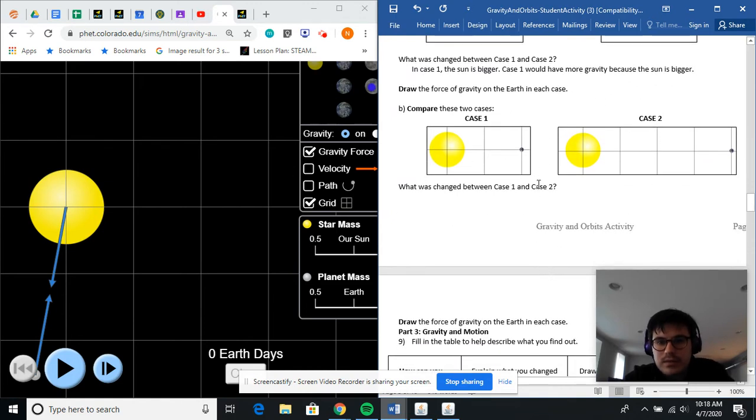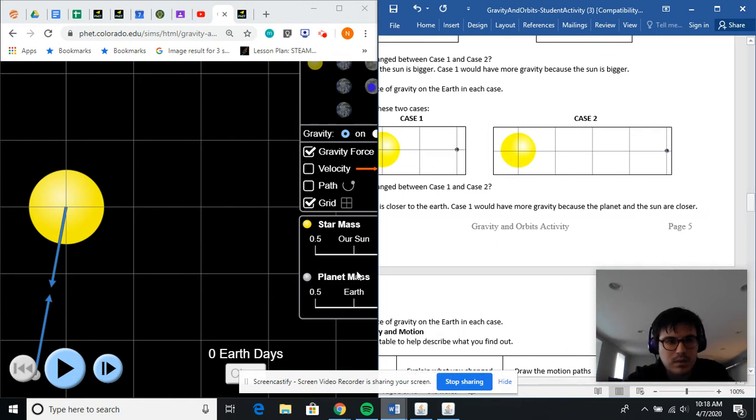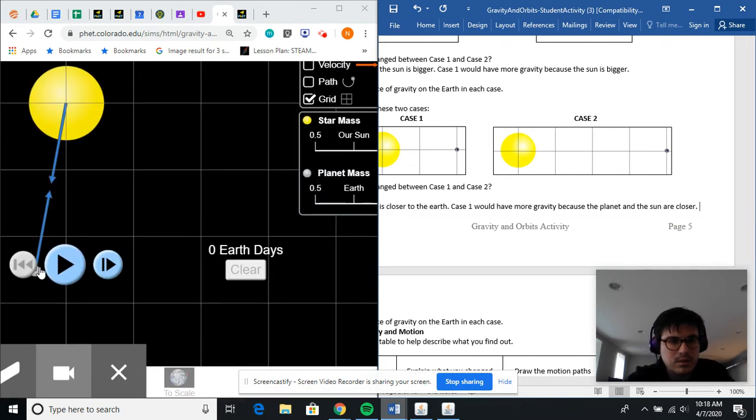But in these cases, what's the difference? Well, in case 1, one would have more gravity. Case 1 would have, you guessed it, more gravity. Because, it's just like if we do this. Remember, if I move these closer together, gravity gets bigger.